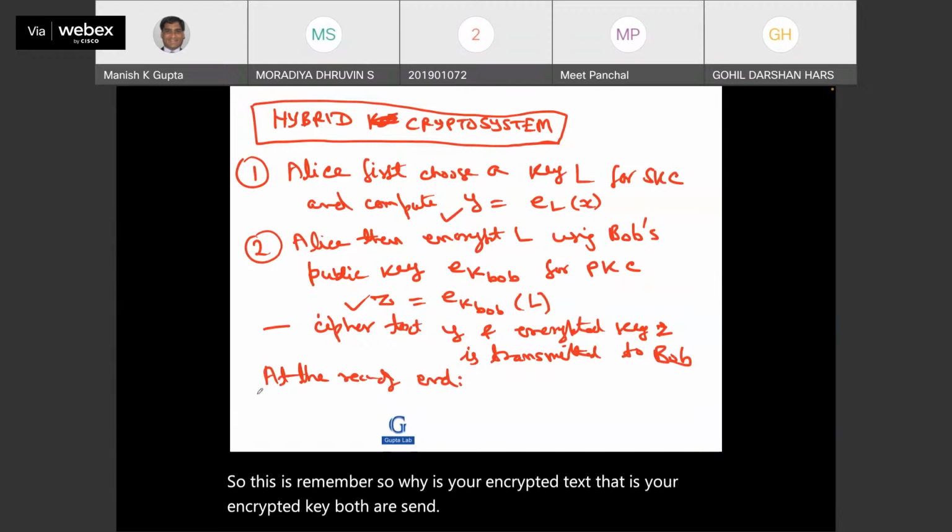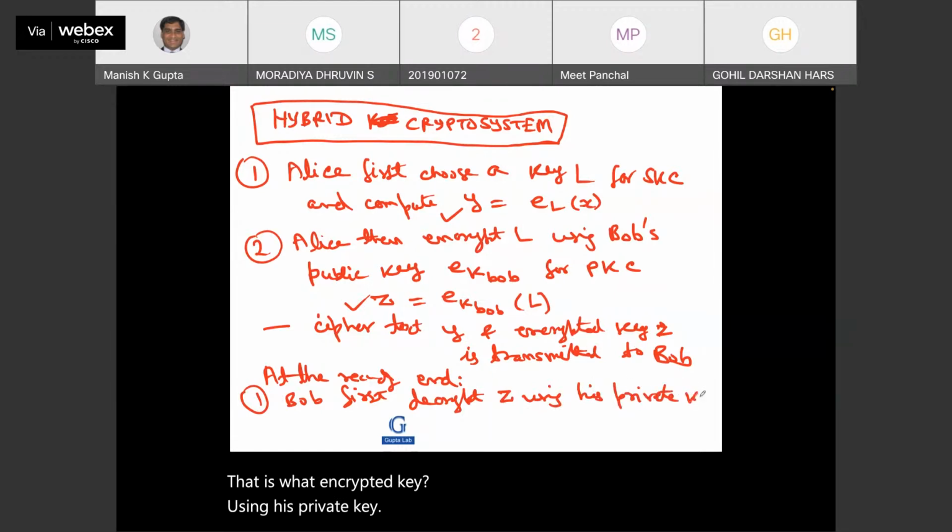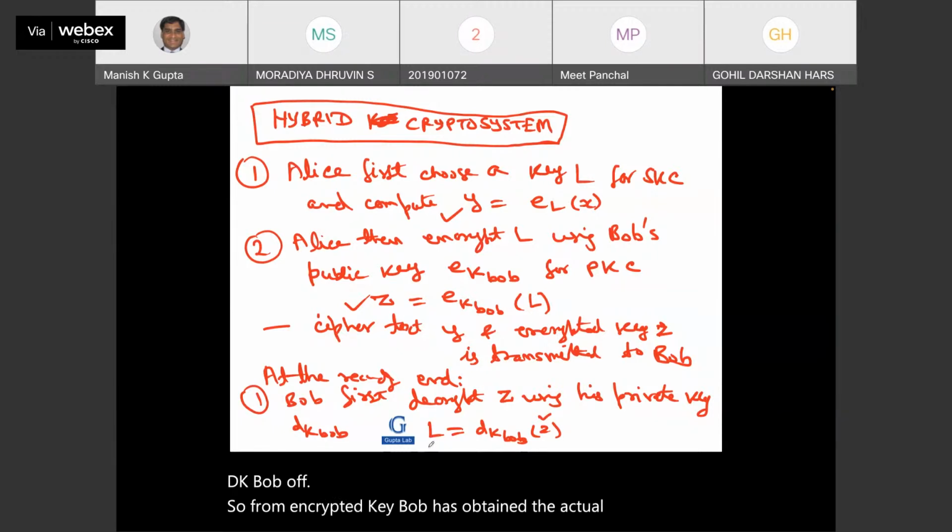Now what Bob will do first, Bob first decrypts Z. Z is what? Encrypted key using his public key, so he uses his private key. I can call it DK Bob. And then he will obtain L is equal to DK Bob of Z. So from the encrypted key, Bob has obtained the actual key which is used to encrypt the message.